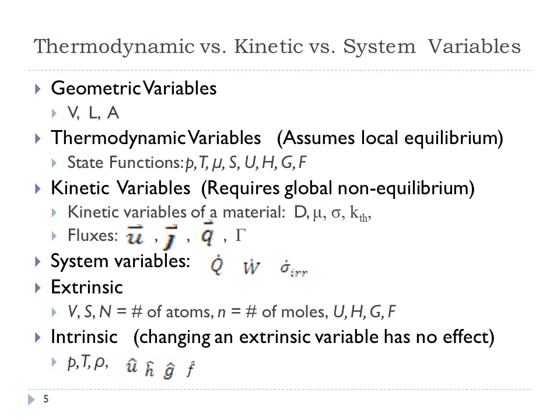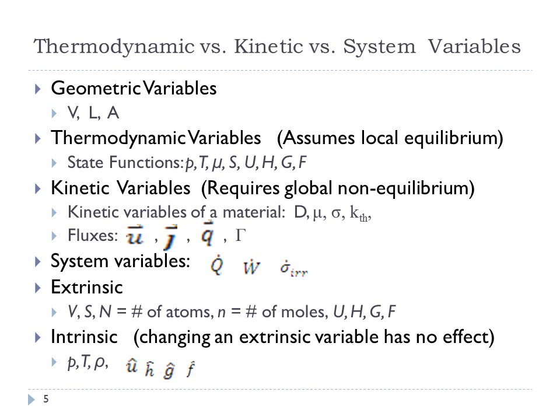Okay, we also have extrinsic variables. These are ones like U, H, G, and F, the capital ones, and big S. If you were to double the volume and double the number of moles, then big U, big H, big G, big F, and big S all would double.